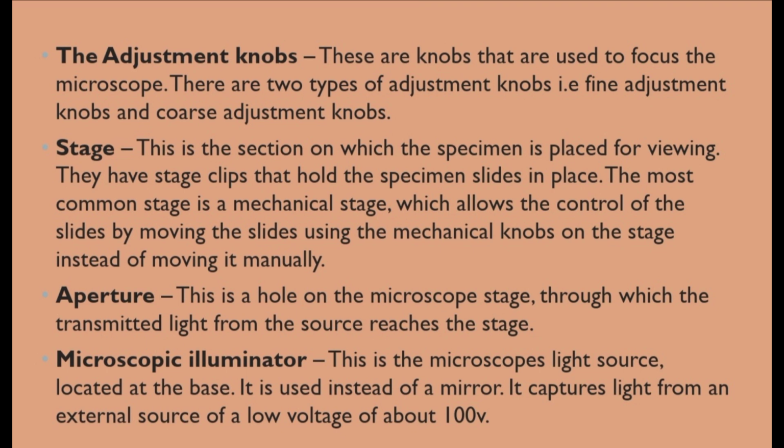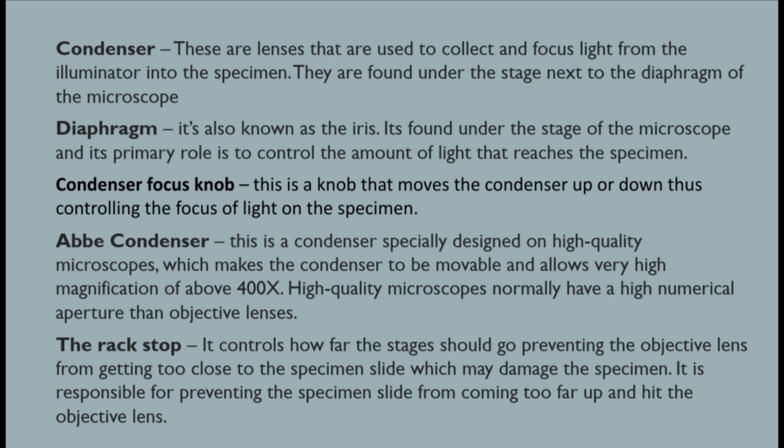Number 8 is the microscopic illuminator. This is the microscope light source located at the base. It is used instead of a mirror. It captures light from an external source of a low voltage of above 100 voltage. Number 9 is the condenser. These are lenses that are used to collect and focus light from the illuminator onto the specimen.